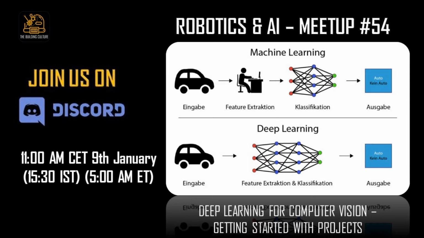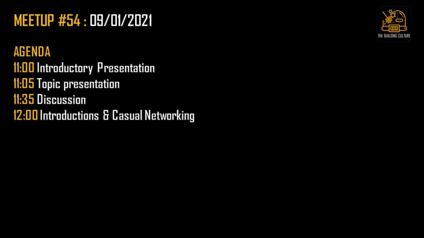So the agenda is the same as we always keep it. After this introductory presentation, I'll hand it over to Saksha, who will be presenting today on deep learning for computer vision, and he'd also share some of the projects that he worked on. And then at the end, a roadmap or a set of projects that you can start doing immediately. So this would be particularly beneficial for beginners, and after that we can get to know each other, or we can have a more casual discussion.